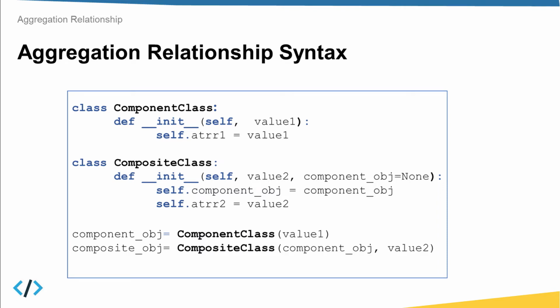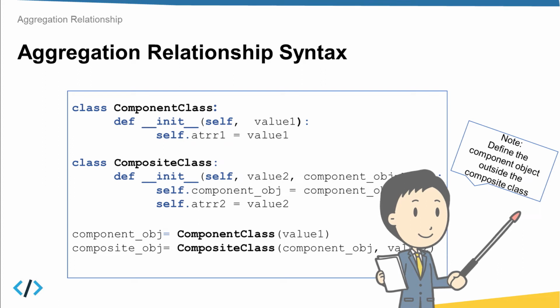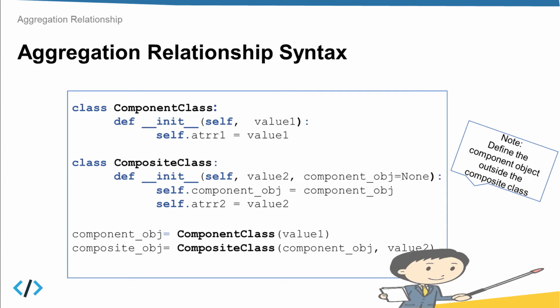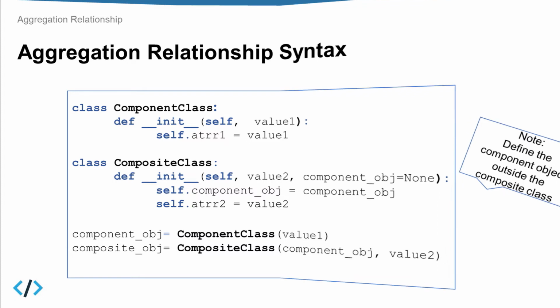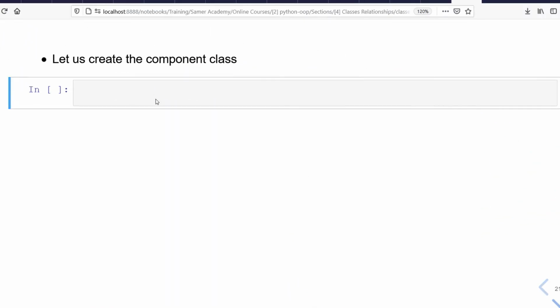Next, usually we define an object from the component class if I want to use it anywhere. Or I can use that object as an argument value to the parameter that the composite class needs. And you will note here that defining the component object is outside of the composite class. This makes sense because, as we see, the component class object can exist independently out of the context of the composite class object. Now let's move to Jupyter Notebook in order to see how to implement this relationship in a real Python example.